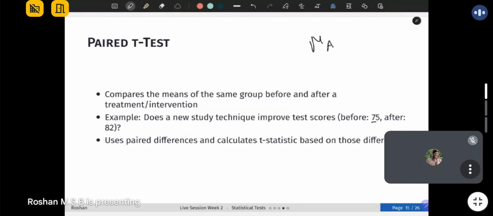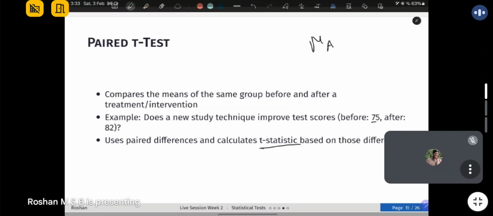So any research question that you encounter, you have to know whether it's a one sample t-test, a two sample t-test, or a paired t-test, because calculating the t-statistic differs from test to test. It's quite important and you should remember that.